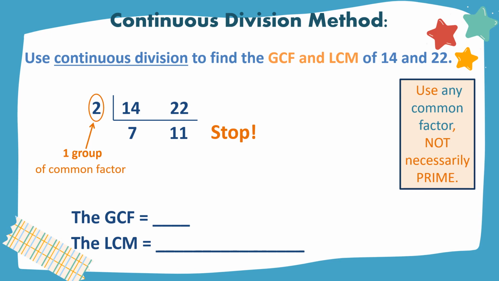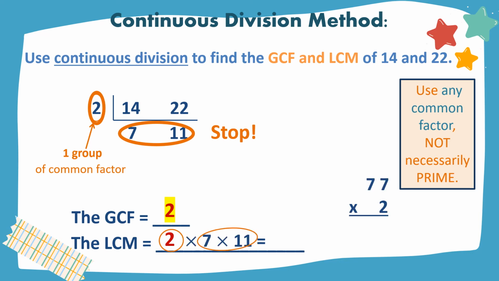So to find the GCF, you simply copy number 2 since there's only one group of common factor, which is 2. To find the LCM, you multiply the group of common factor, which is 2, and the remaining numbers at the bottom. So to find the LCM, we have 2 times 7 times 11. So 7 times 11 is 77, times 2. We still get the answer 154.